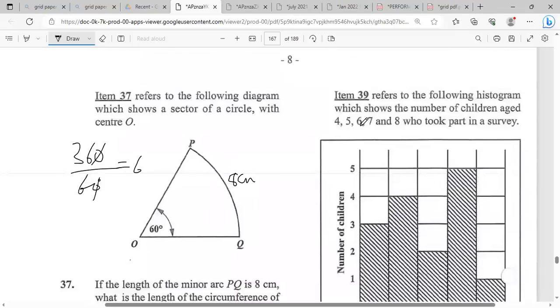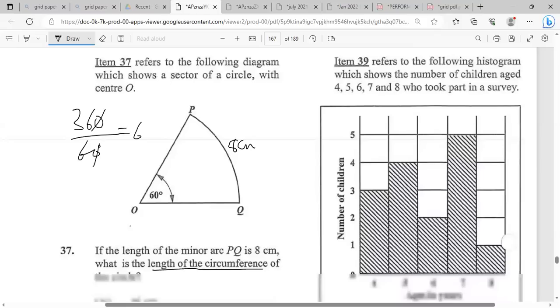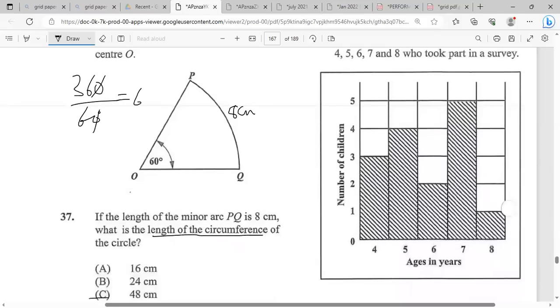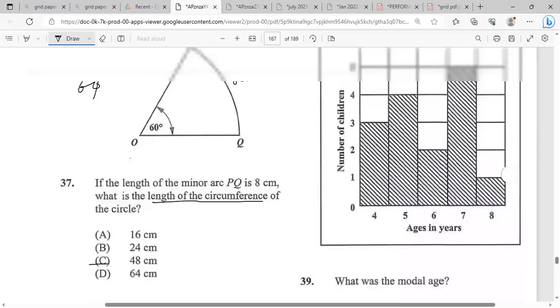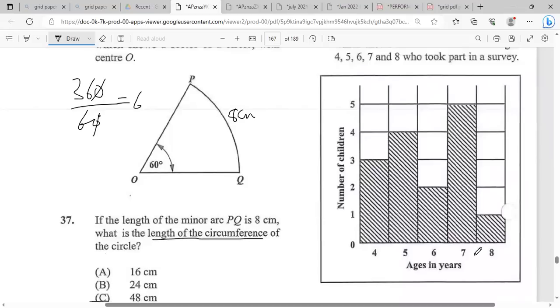Item 39 refers to the following histogram, which shows the number of children aged 4, 5, 6, 7 and 8 who took part in a survey. What is the modal age? The modal age is the one with the highest bar, and the one with the highest bar is age 7. So I'm going to go with 7.